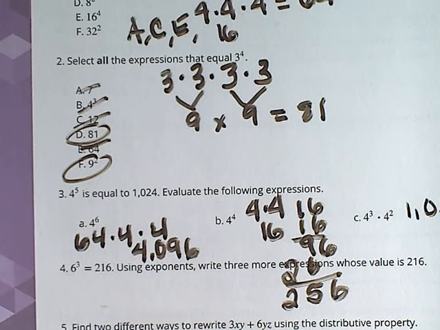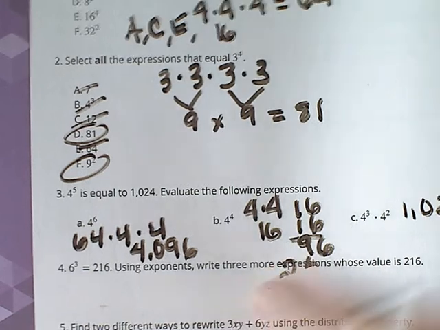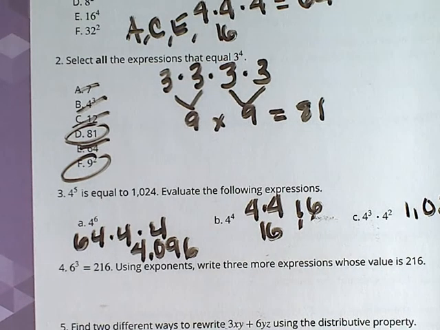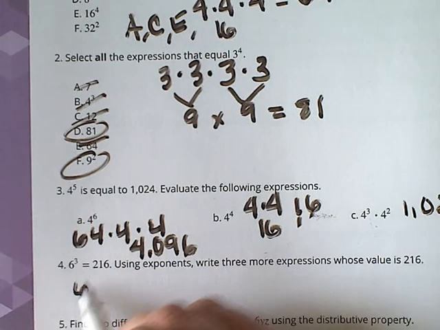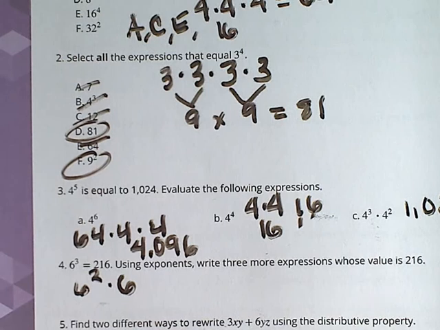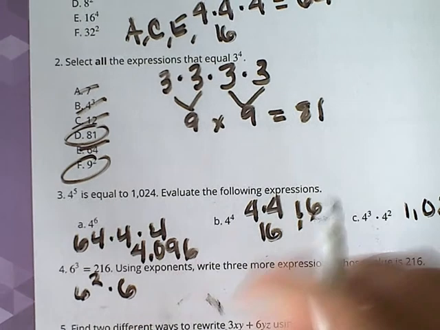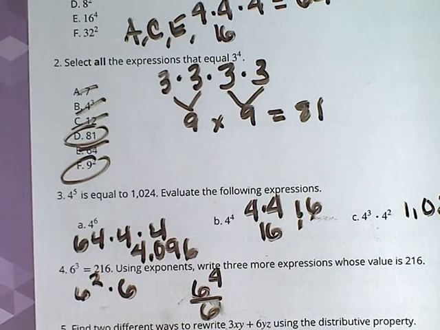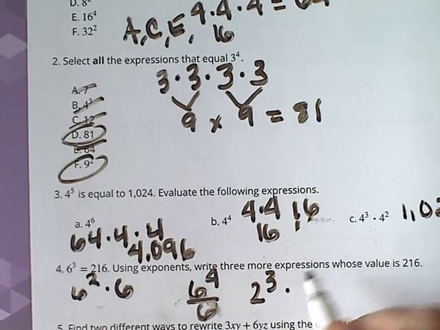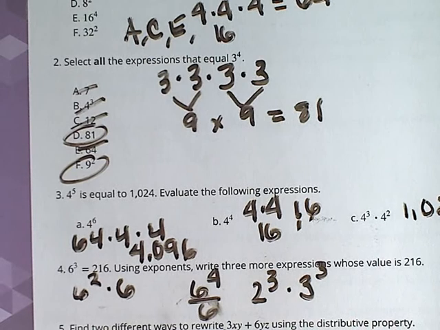Okay, number 4, 6 to the third equals 216. Using exponents, write 3 more expressions whose value is 216. So you could get a lot of different things. You could get 6 squared times 6. That's 6 to the third. You could get 6 to the fourth divided by 6. Or you could get 2 to the third times 3 to the third. Or anything equivalent to that you might have gotten on your own, as long as it is equal to 216.